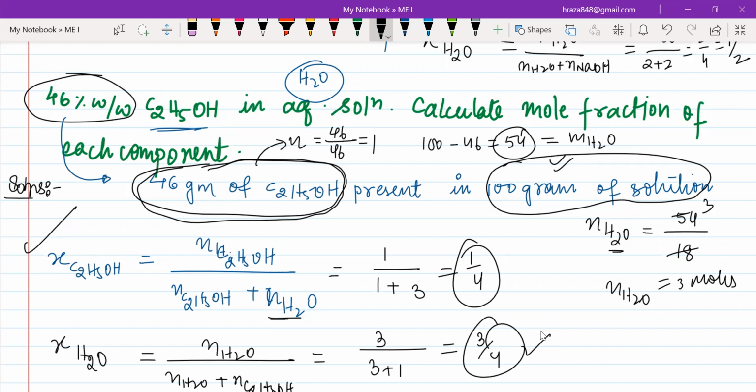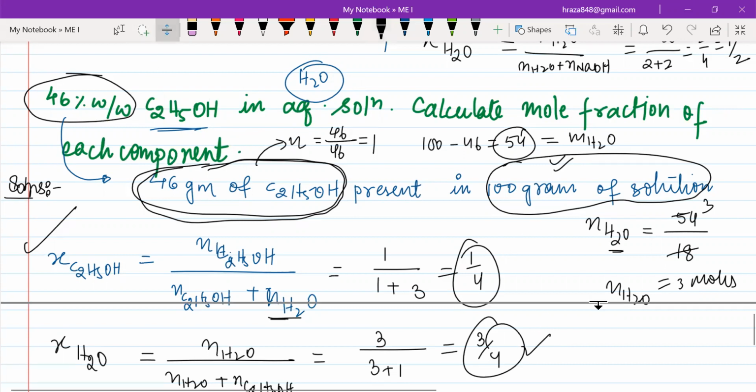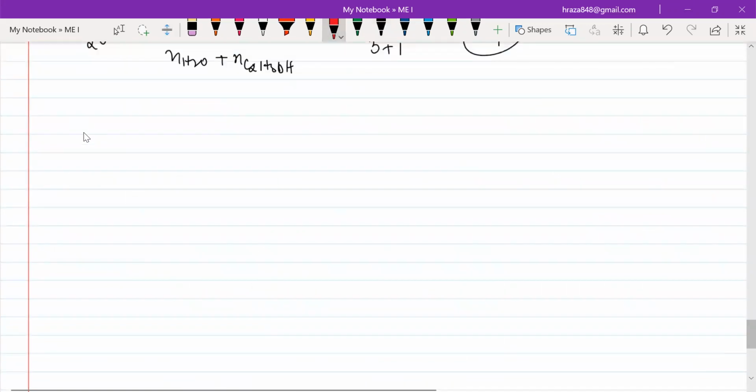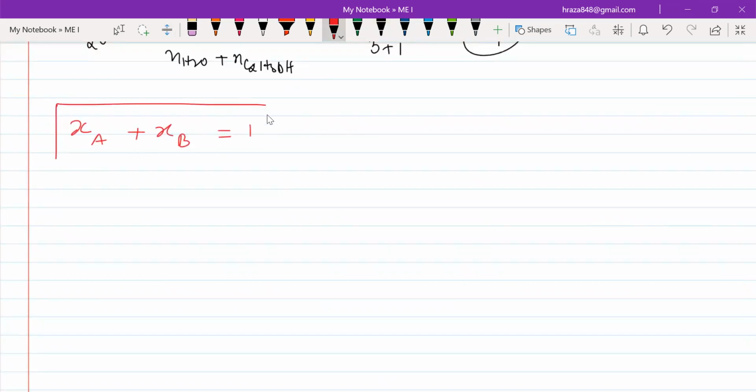Sir, done. Very good. Now see, always remember that if you add the individual mole fractions, you will always get one. Just I'm going to prove it.